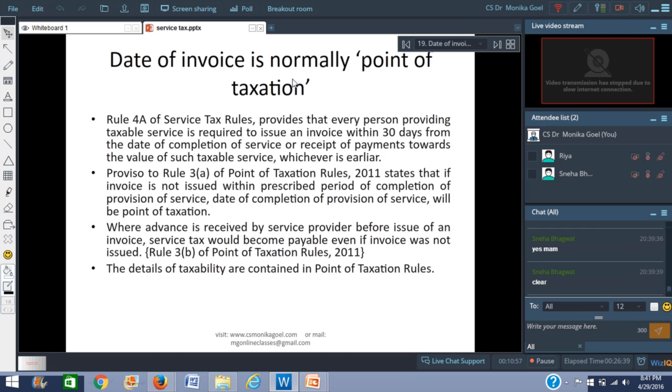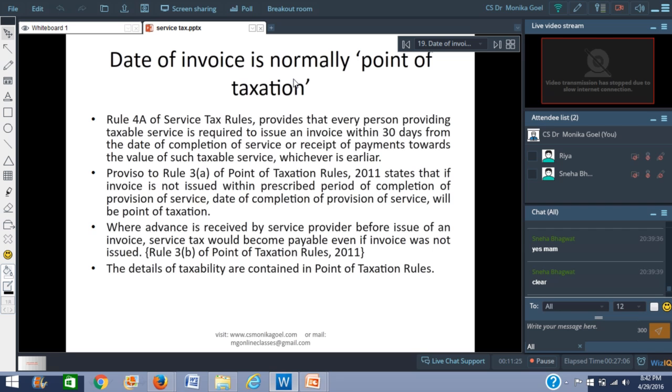In general, we will take the date of invoice as the point of taxation. As I said, it is not a rule, but in most situations, the date of invoice would be considered as the point of taxation. That means whenever you raise an invoice, you have to charge service tax. But when should I raise an invoice? Then the question comes, when should I raise an invoice?